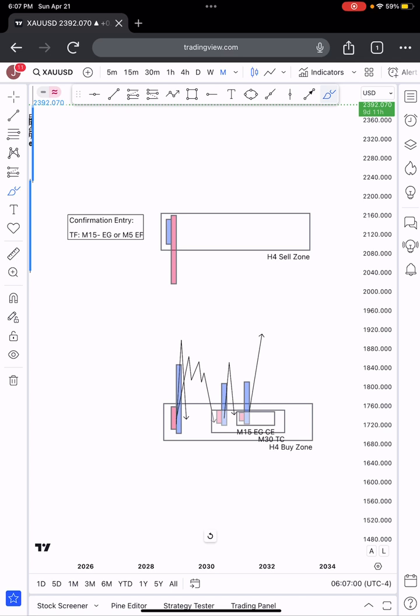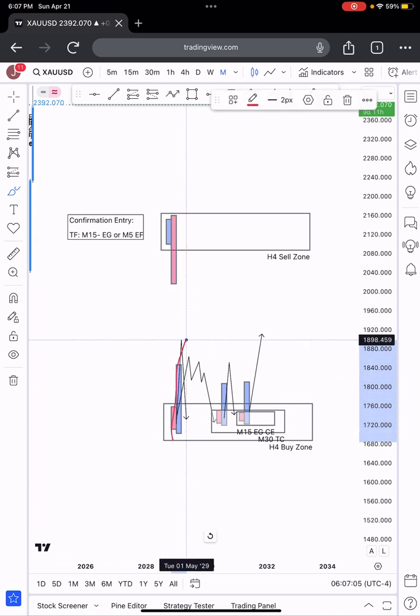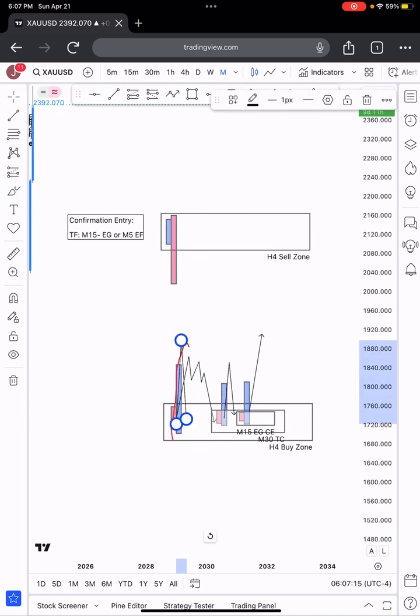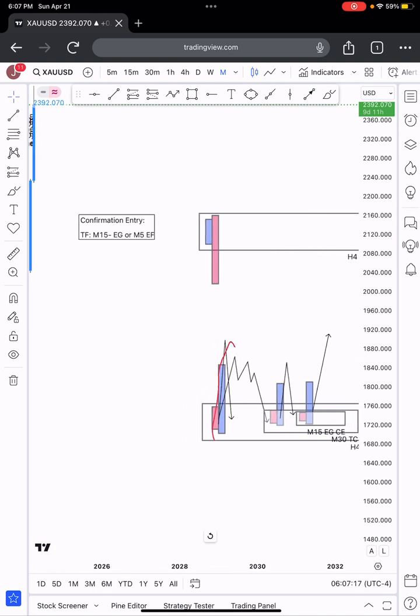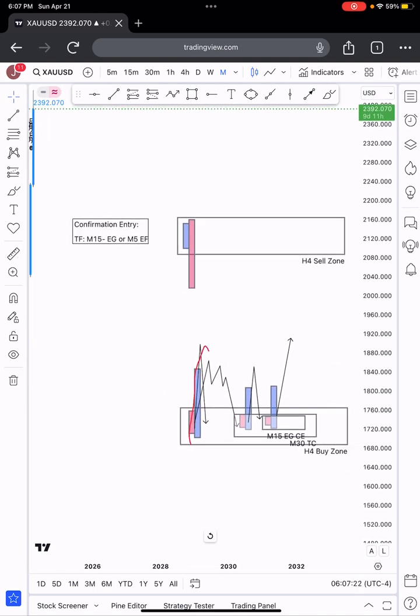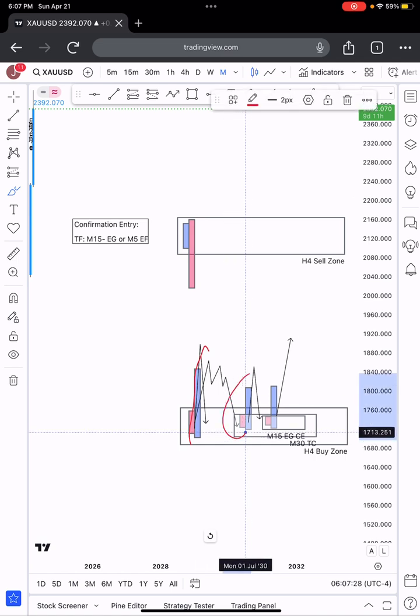Price needs to create an EG or an EF. Once price creates it, it'll break out. Obviously, price will come back into the zone. Once price comes back into the zone, you focus on the current market price. So you go to M30, and price then needs to create a trade control to validate that the zone is going to hold, right? So it creates another EG, and then the same thing.